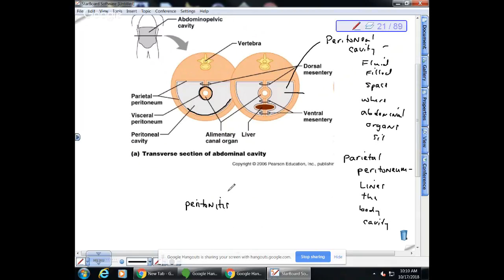Okay. So that would be inflammation. Anytime you see this itis, that means inflammation. So this is the inflammation of the peritoneal cavity. And that can be really bad because that could lead to systemic infection, sepsis, where the bacteria produce so many toxins that it can lead to death really easily. And so sometimes they have to go in and flush the body cavity out and give people really strong antibiotics to cure an infection when it gets into the abdominal cavity.